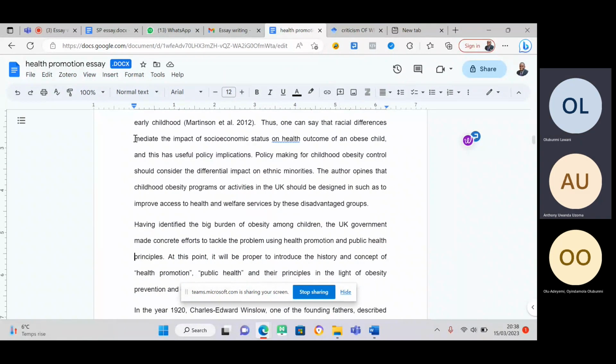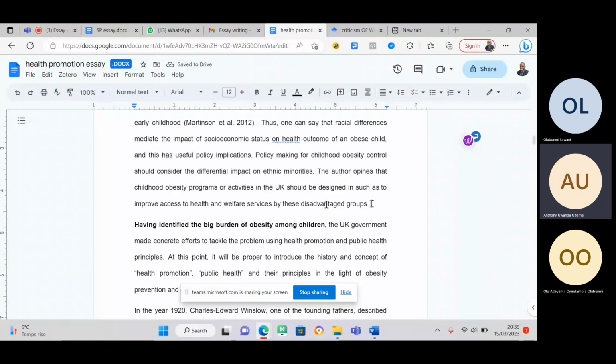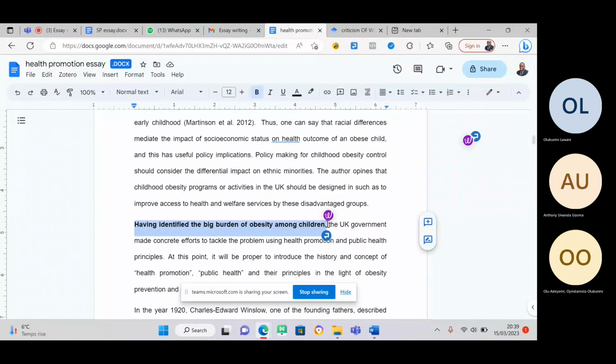So how did I link it? You can link it at the end of the previous paragraph, somewhere here, or you can link it at the beginning of the second paragraph. Are you getting me? So now look here. There was no linking at the end of the paragraph, but there was a linking at the beginning of the paragraph.